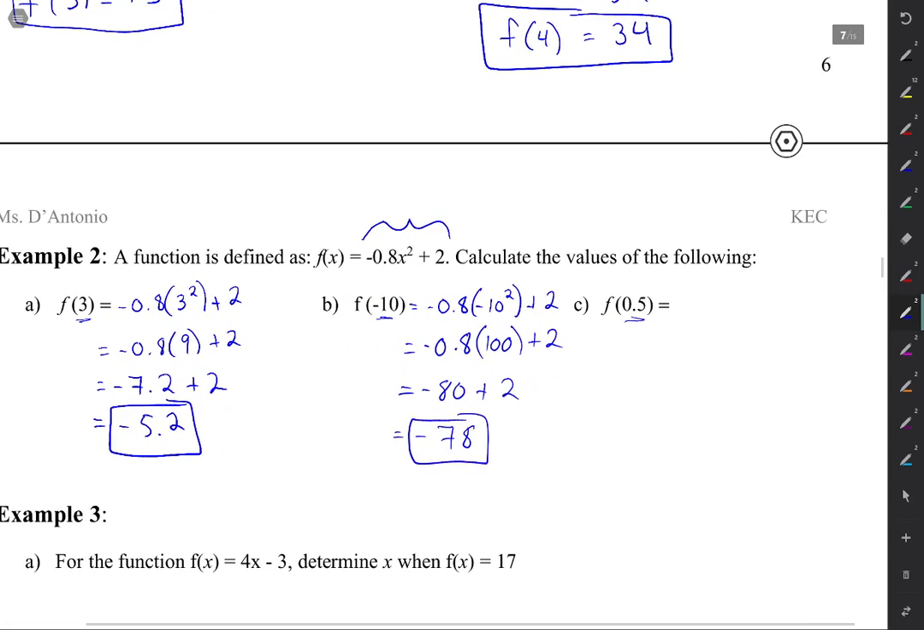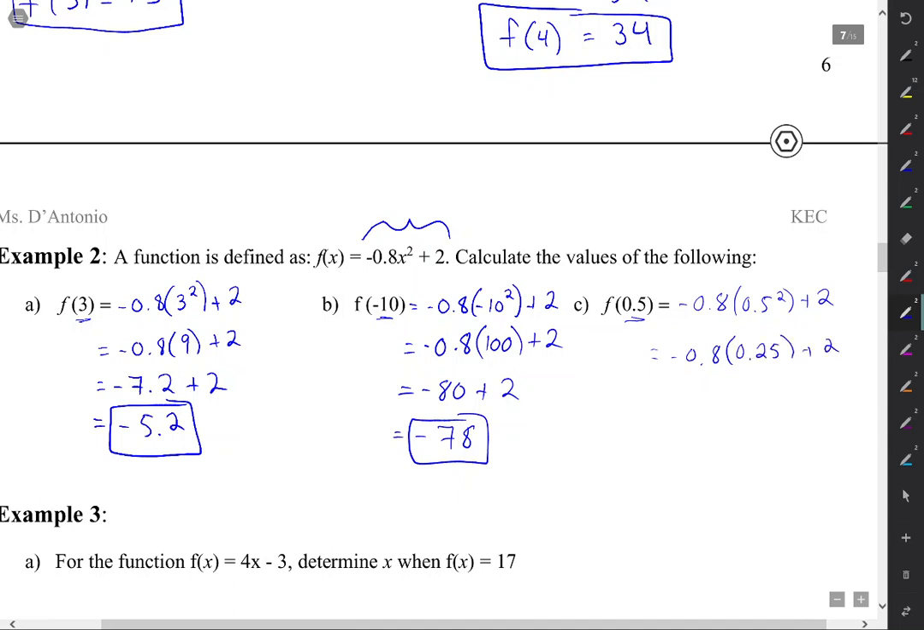And then finally, we're going to do the same thing with this 0.5. So negative 0.8 times 0.5 squared plus 2. So then negative 0.8 and 0.5 squared is 0.25 plus 2. Then negative 0.8 times 0.25 is equal to negative 0.2, and then plus 2 again. So then our final answer is 1.8. So f of 0.5 is equal to 1.8.